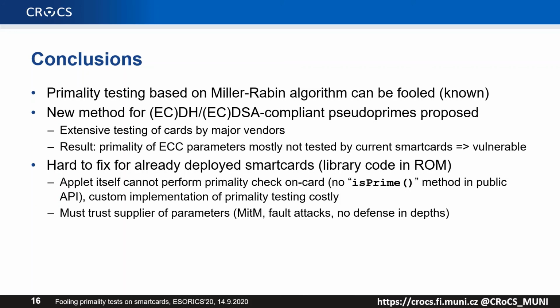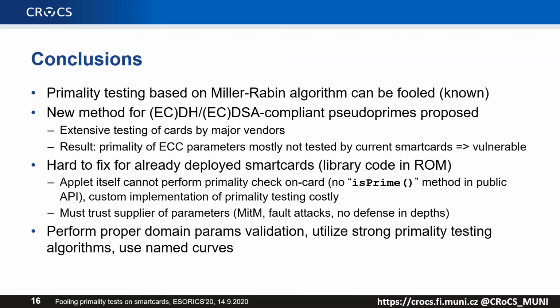It's hard to fix, so we need to trust the supplier of algorithms, and the recommendation is just to perform proper domain validation. Everyone can download the source code and already pre-computed domain parameters, so it's now easy to test also for black box devices.